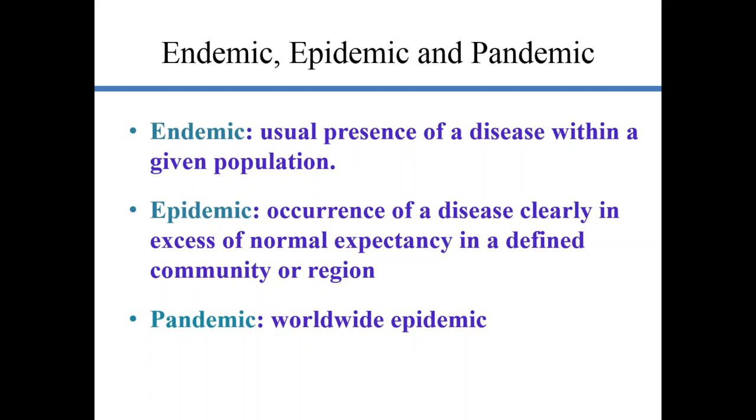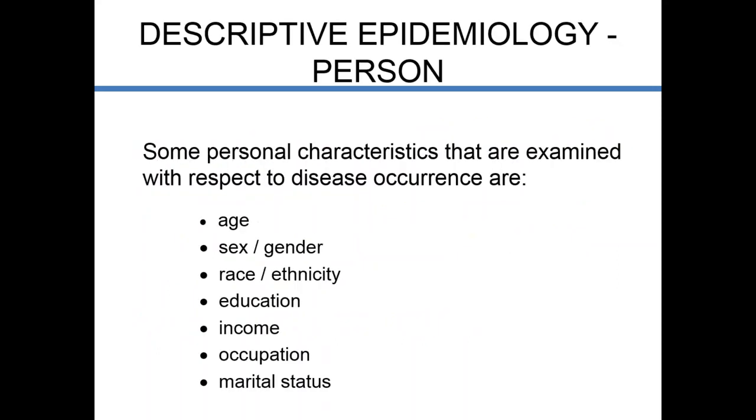So the whole question of when does an epidemic become endemic, they try to address. And it's a reasonable article if you really want to pursue it. It's Endemic or Epidemic, Measuring the Endemicity Index of Diabetes by Kalra et al. 2015, Indian Journal of Endocrinology and Metabolism. Back to our slides. Who is affected? Some common, but certainly not all. These are just a few of the common personal characteristics that are examined with respect to disease occurrence.